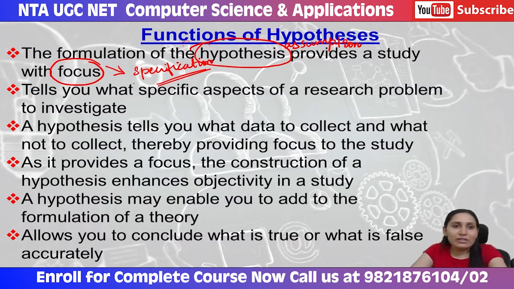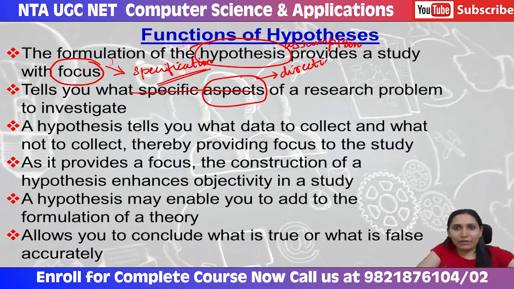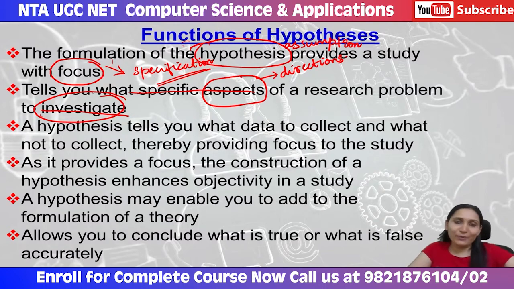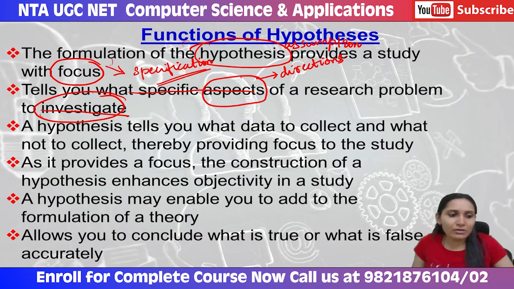And hypothesis tells you what specific aspects of a research problem need to be investigated. So it tells about the specific aspects, that is, aspects means the directions. So it tells you about the specific aspects or directions of a research problem in order to investigate. So what are the various aspects of a research problem that need to be investigated? This is also one of the functions of the hypothesis.